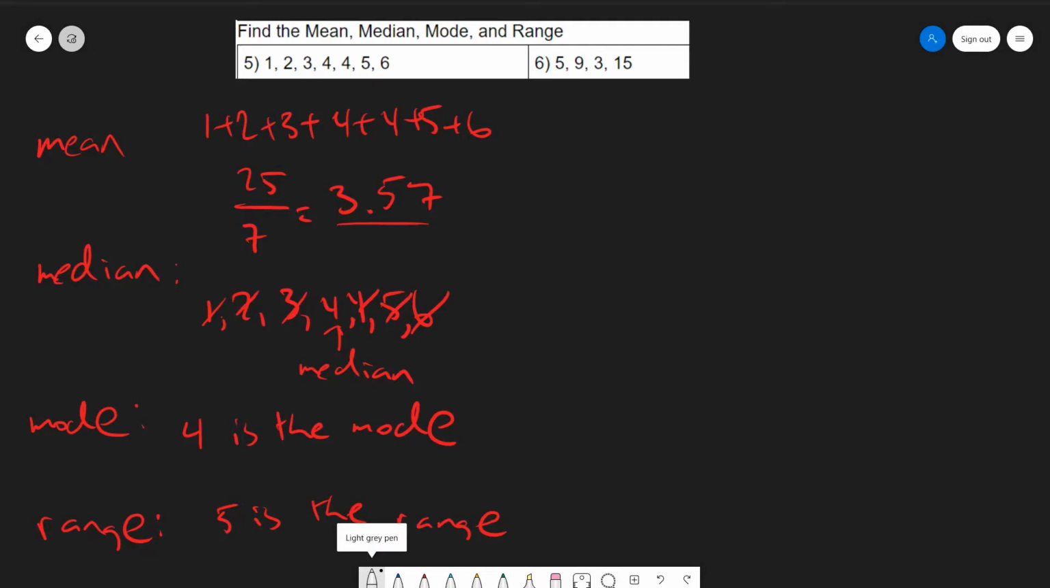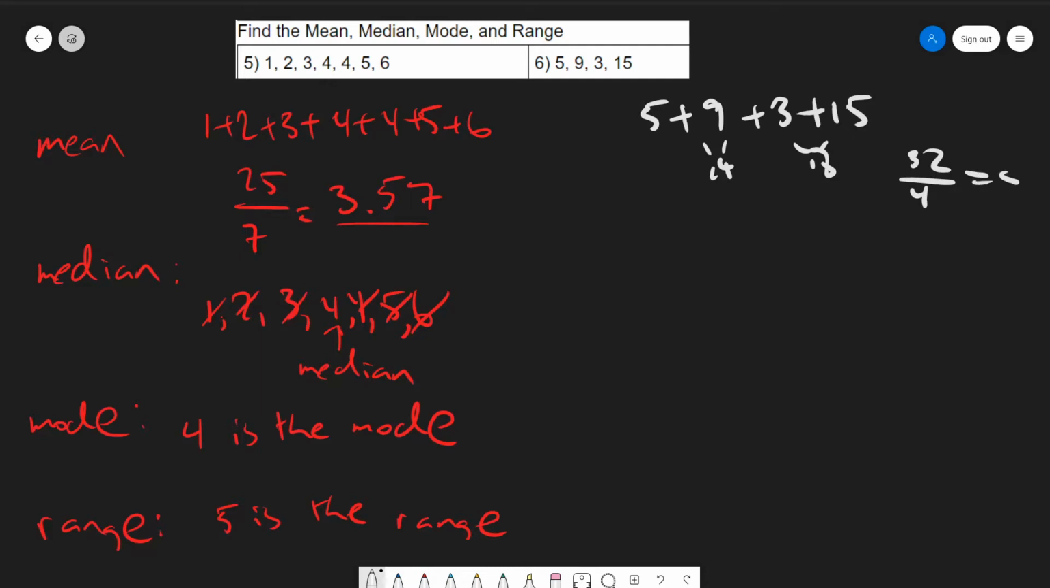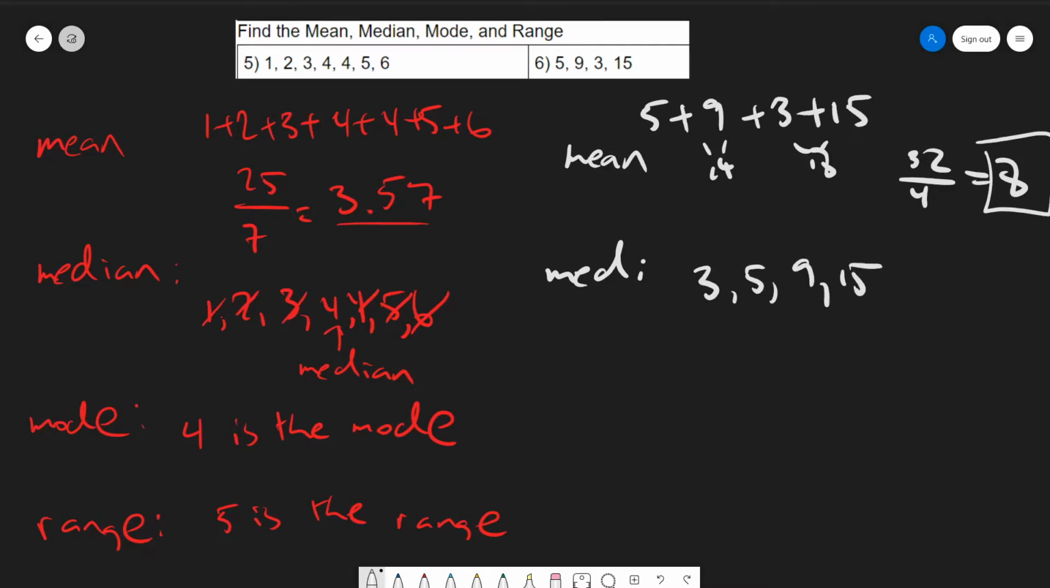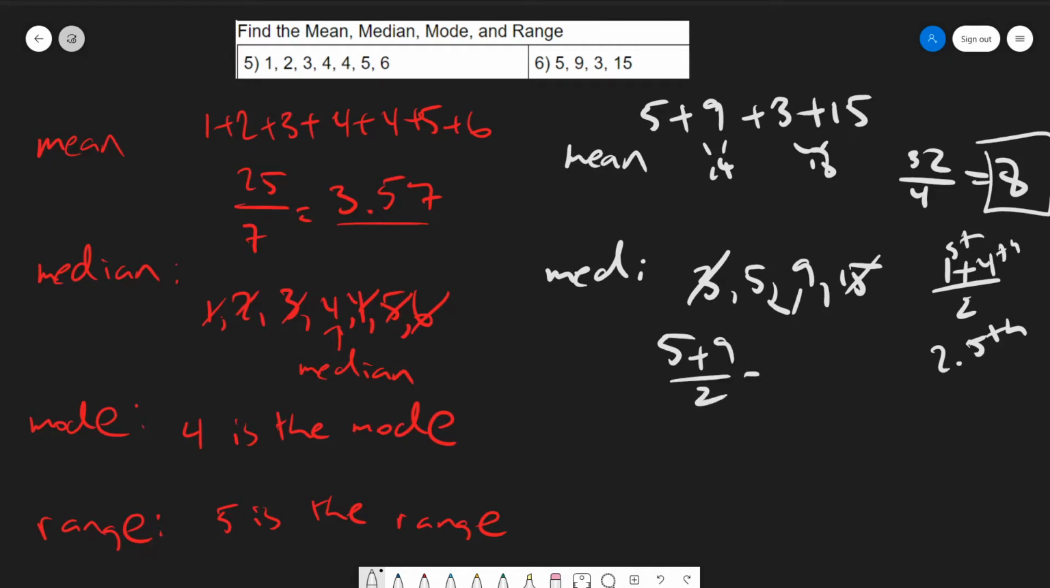Alright. For number 6, the mean, same way, we're going to add them up. There's 18 and 14, which makes 32. So my average is 8. My mean is 8 right here. Then we're going to find a median. For my median, I'm going to reorder them from least to greatest because they are not already. Then I want the 1st plus 4th term divided by 2. That's my 2.5th term. So I don't want the 1st term or the 4th term. I want what's halfway between 5 and 9. I'm going to average them out and get a nice 7.